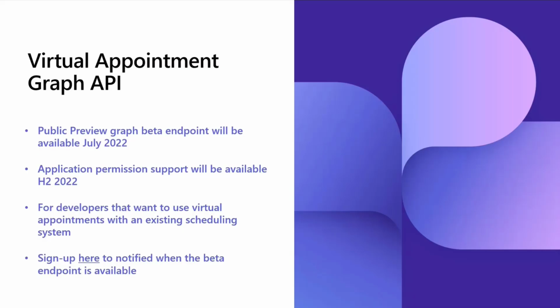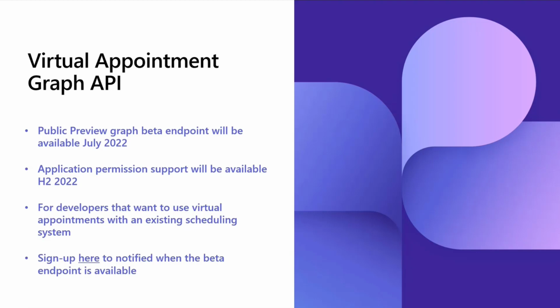So where we are right now, the public preview for Graph, so the beta endpoint, will be available pretty soon, in a few weeks in July 2022. Application permission support is something that we've heard from a lot of partners and ISVs. That's something you want. That's coming in the second half here of 2022.